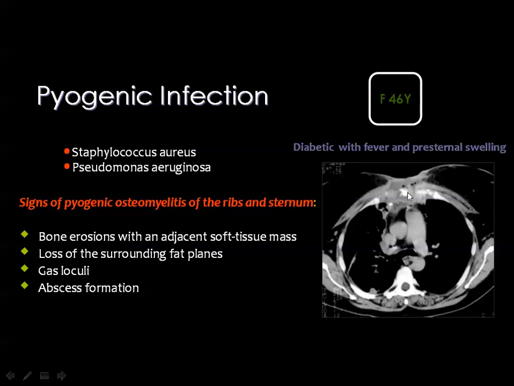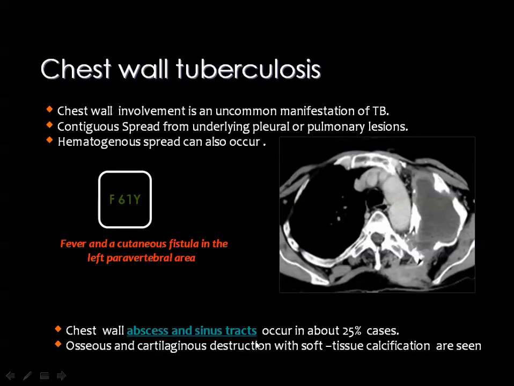Then this is a diabetic patient with fever and parasternal swelling, and the CT scan showed that the sternum is almost totally eroded and is surrounded by a soft tissue mass of heterogeneous density and enhancement, together with the presence of air loculi and stranding or smudging of the adjacent fat planes, denoting the presence of an inflammatory process here. And of course, you cannot predict the causative organism from the scan, but whenever you have samples from the inflamed tissue, you can reach the diagnosis.